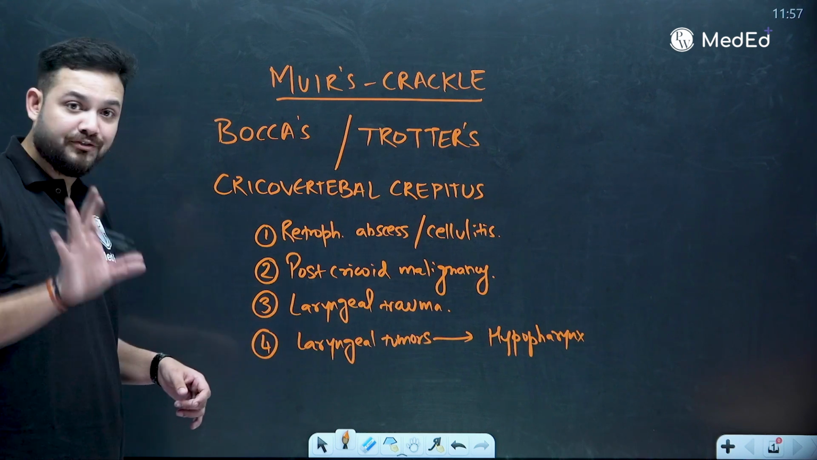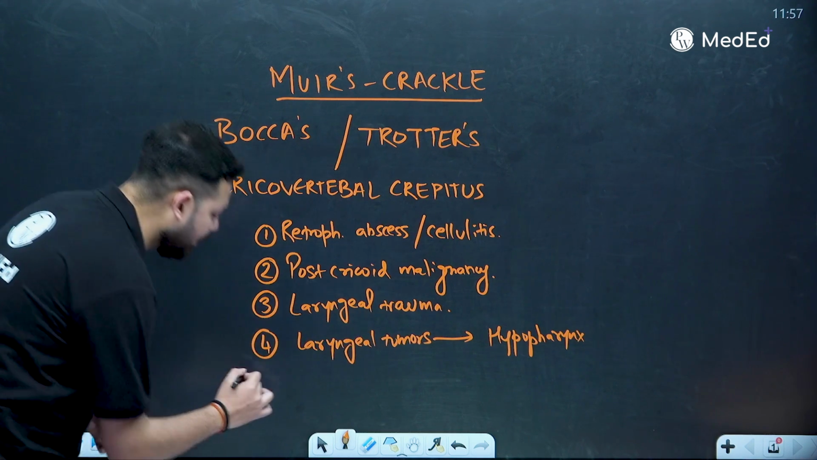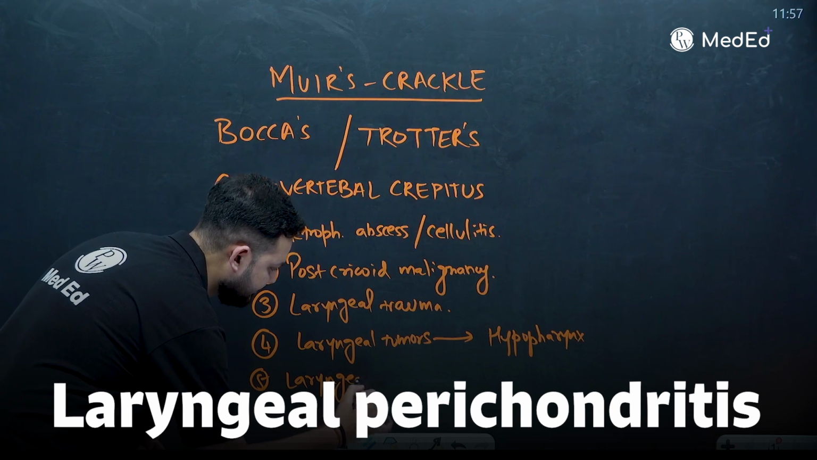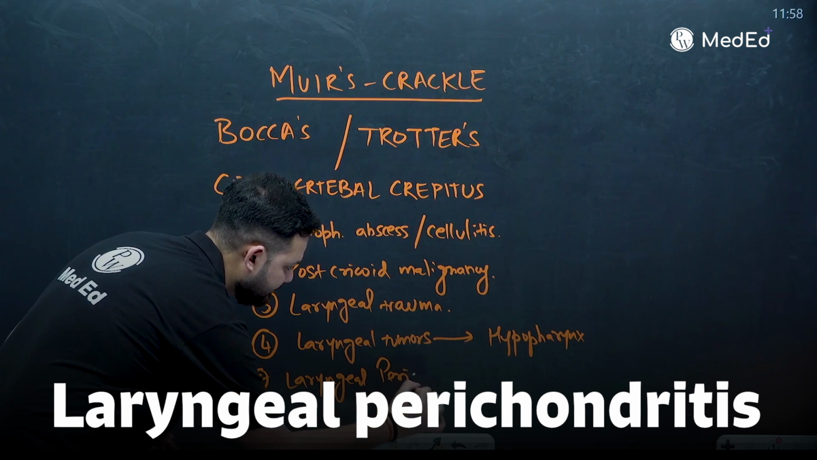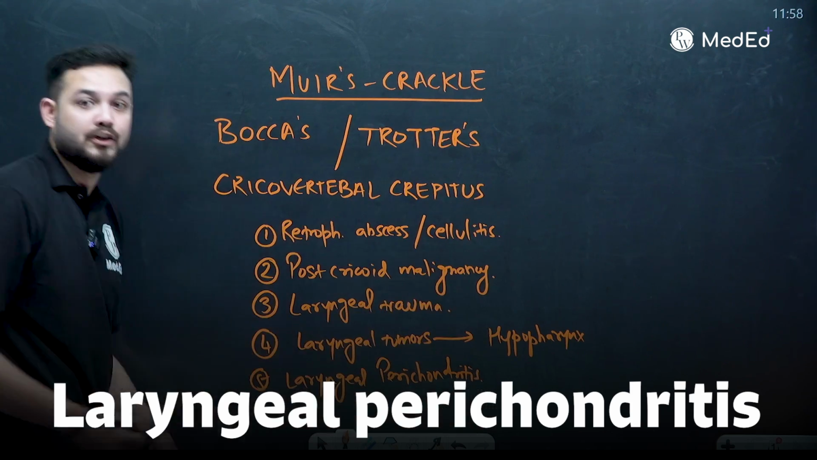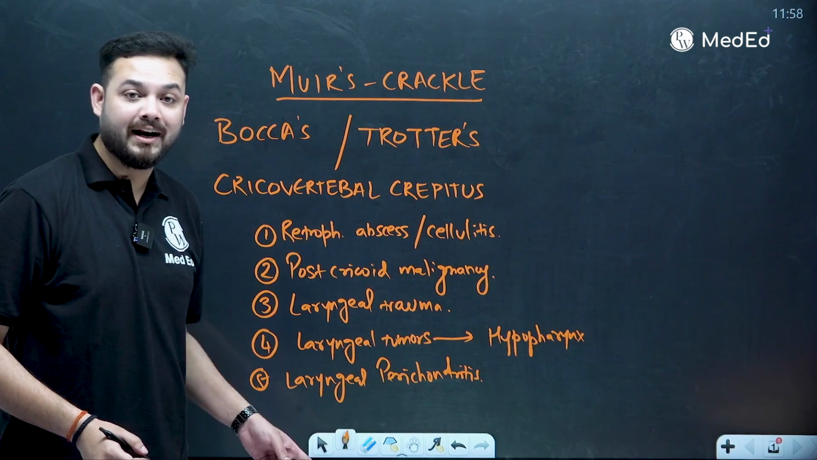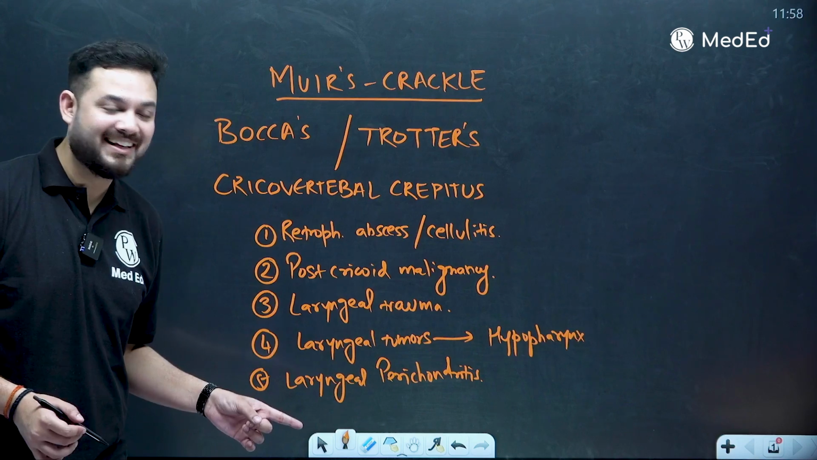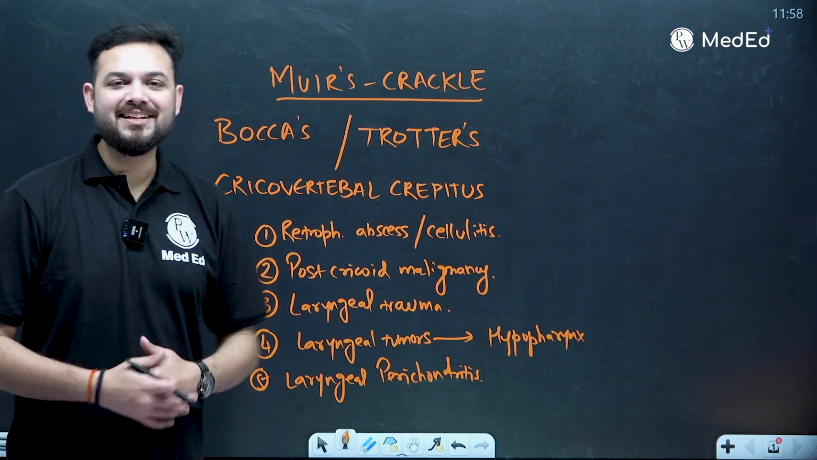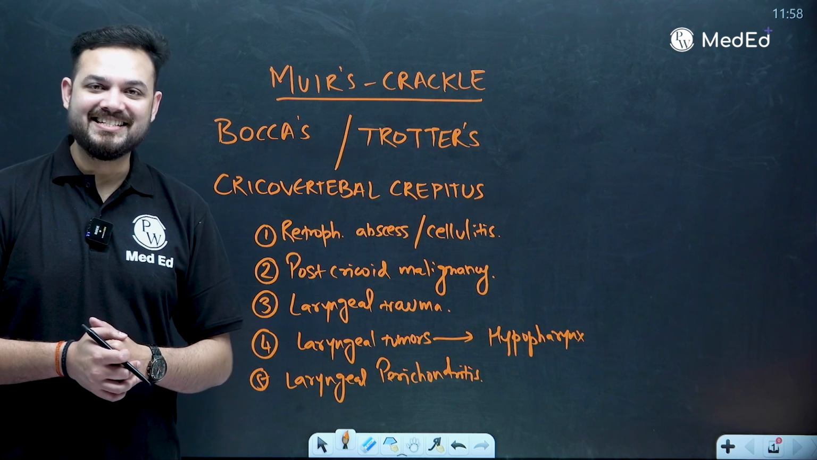Okay? And the fifth important point where it is not seen is laryngeal perichondritis. So these are the important reasons where you will not find laryngeal crepitus, which is called as Boca's sign or Trotter's sign. So this is about learning of laryngeal crepitus.